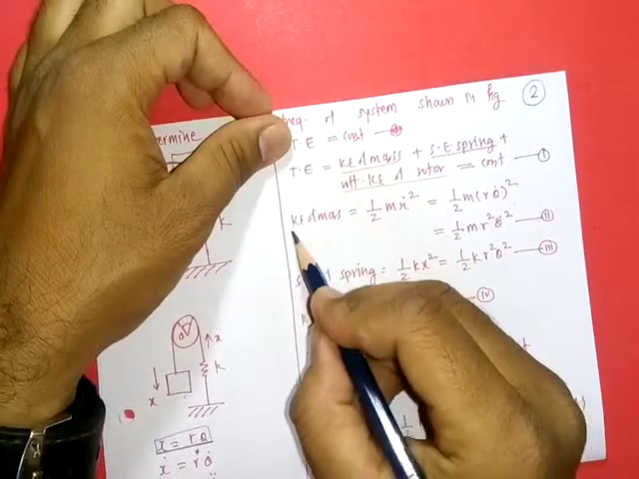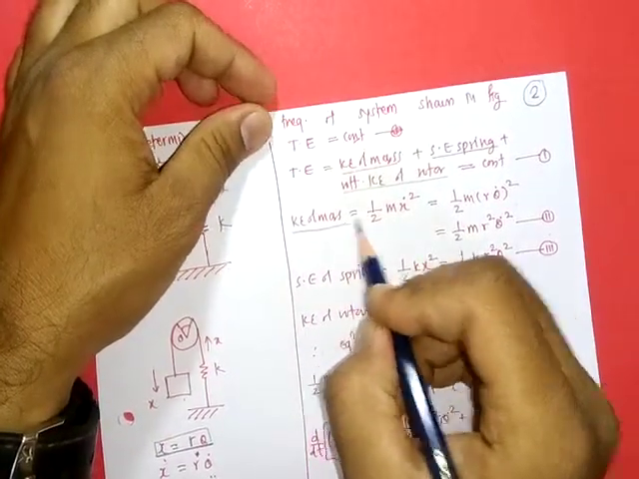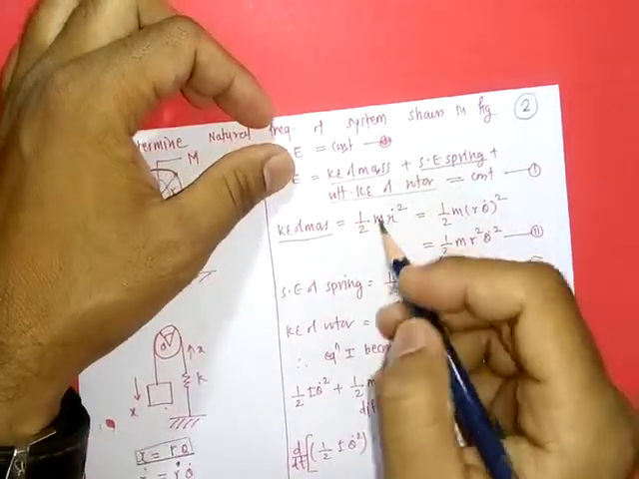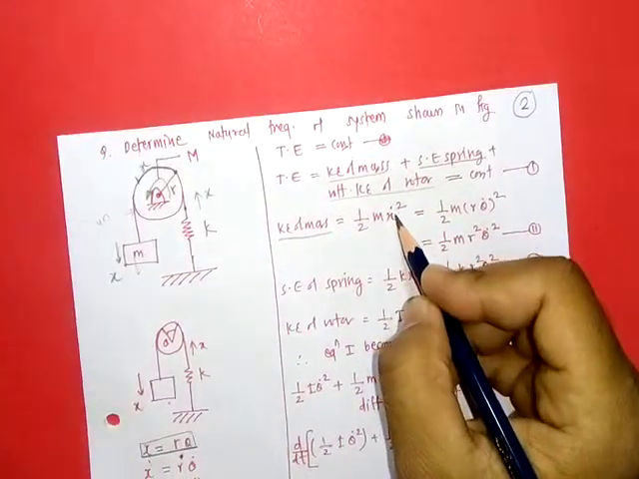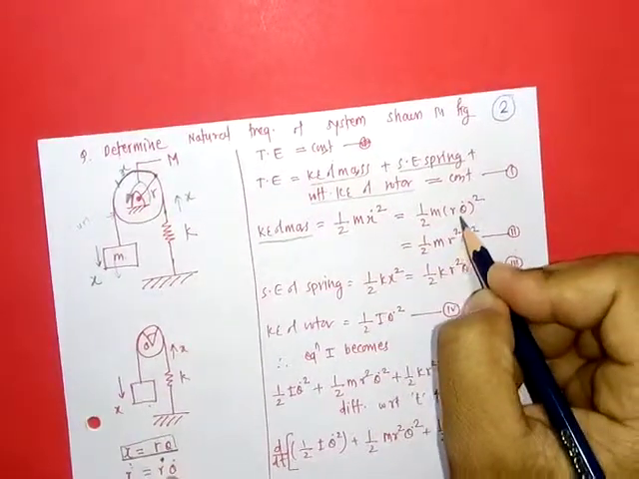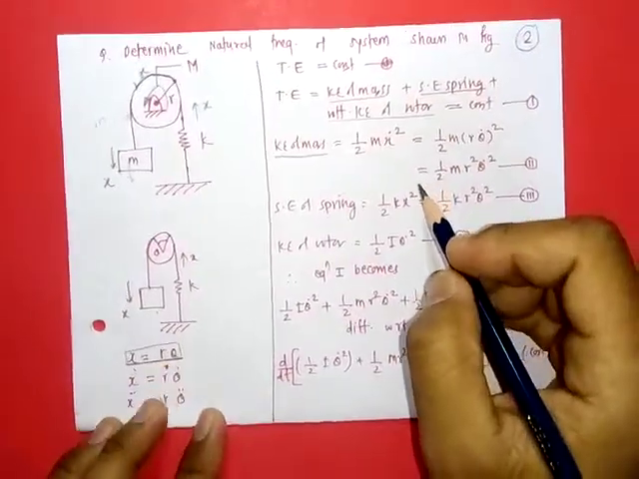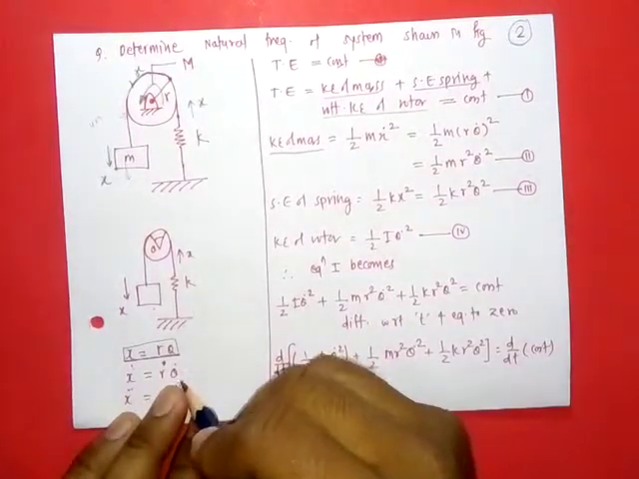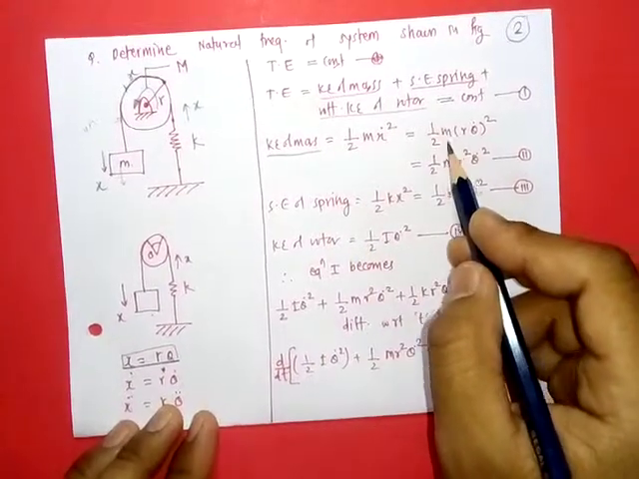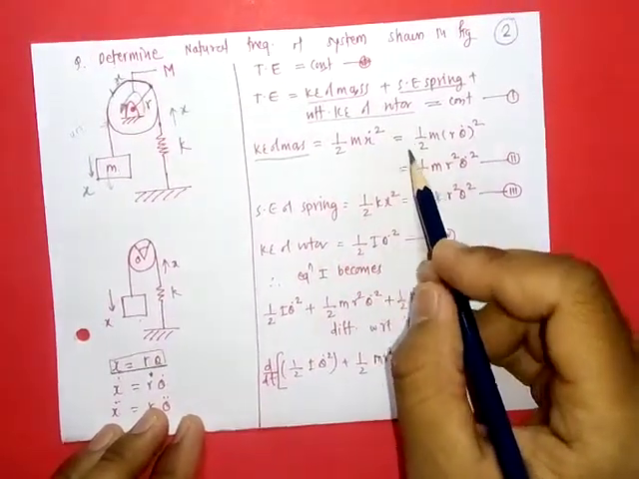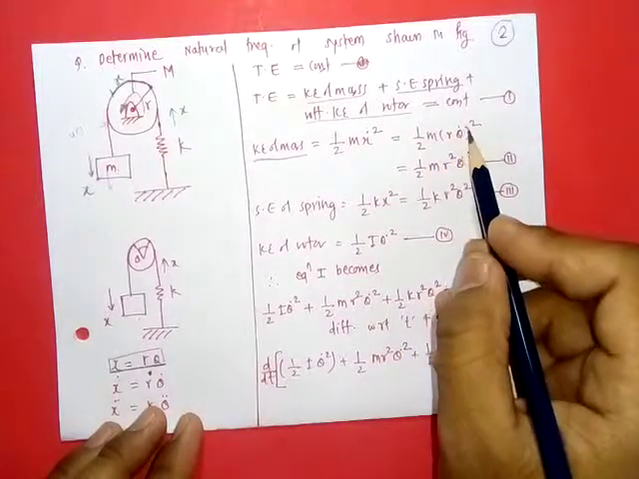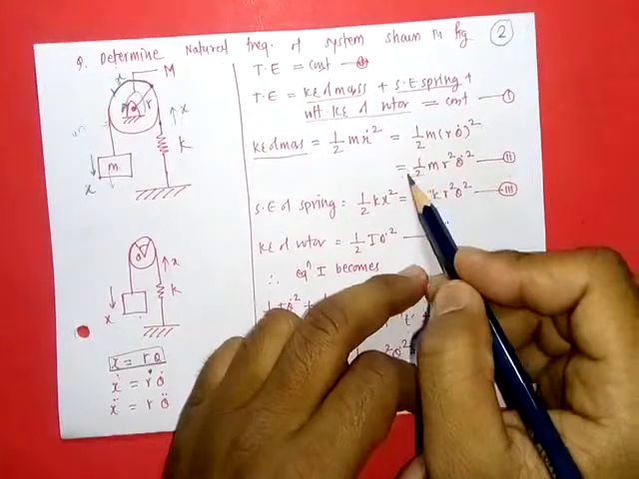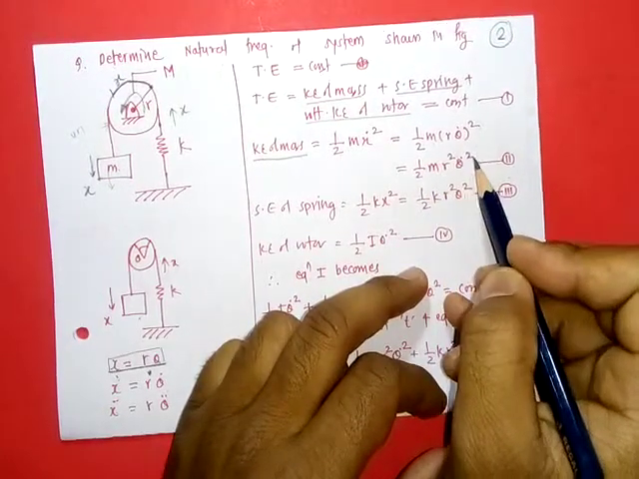Now first calculate the kinetic energy of the mass. This is simply 1/2 m x dot squared. But x dot is equal to r theta dot, so putting this value here, the kinetic energy of the mass is equal to 1/2 m r squared theta dot squared. This is the first equation.